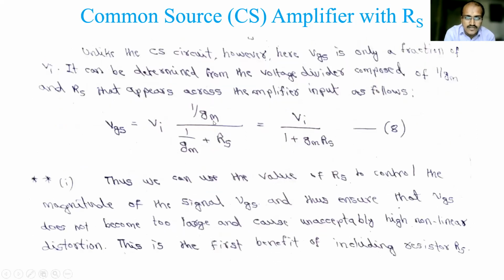Now comes the actual part where the T equivalent circuit plays the role. Unlike the CS circuit, however, here VGS is only a fraction of Vi. Earlier, in the CS amplifier, we took VGS exactly equal to Vi. But now, since there is a source side resistance, it is a fraction of Vi. That means you have to use a voltage divider. It can be determined from the voltage divider composed of 1 by Gm and Rs. So the two resistances are there, and across 1 by Gm we will be measuring the Vi. You can see that in the circuit also. I will show you once.